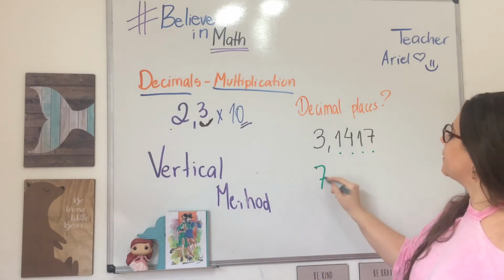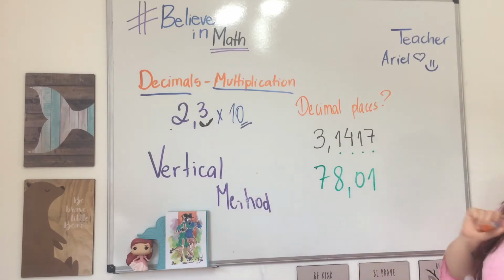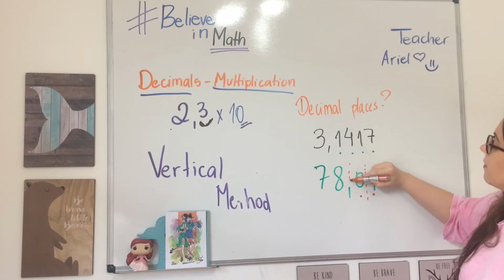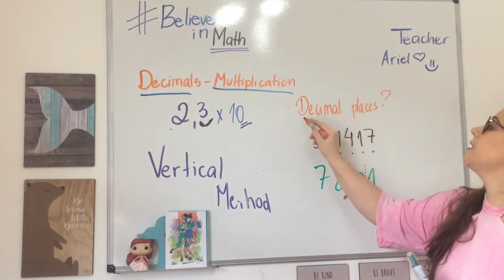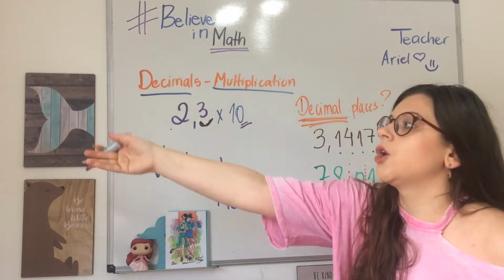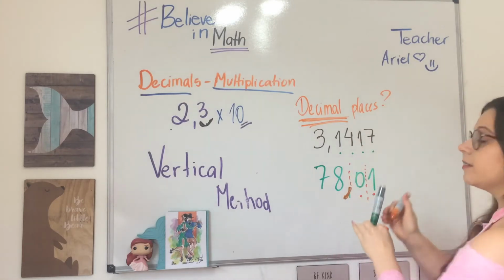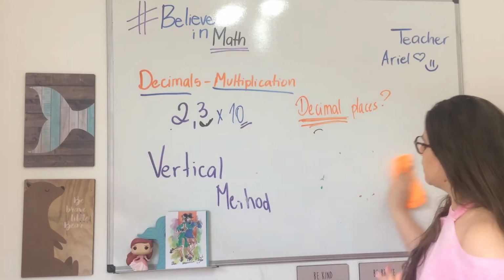In the number 7 and 8/100, how many decimal places? 1, 2. I just need to see how many houses I have after the decimal point, because it is decimal places. I'm not talking about the whole numbers, only the decimals. So I am going to look and analyze the decimal places, the decimal spots. So let's practice a little bit more.